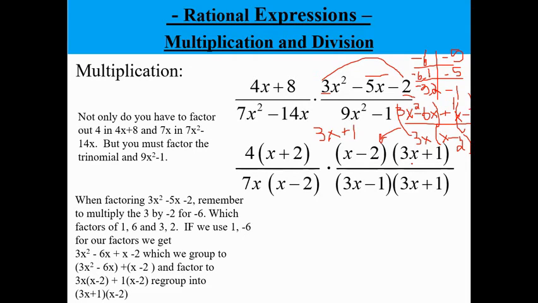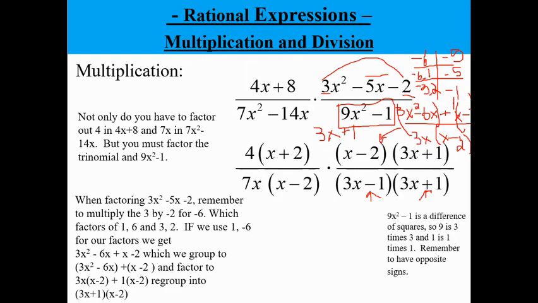Okay. Please remember that the 9x squared minus 1 is the difference of squares because square root of 9 is 3. Always remember with the difference of squares, you have a negative and a positive. Okay. And then notice everything that cancels. Okay. And then we can take a look at what we have left. And that is the multiplication of this, and it has been simplified.